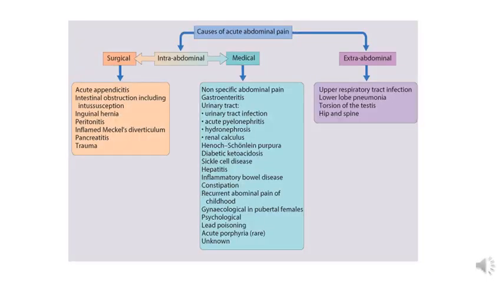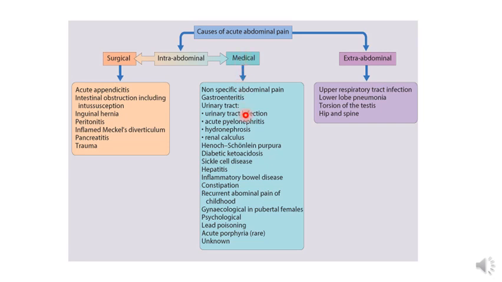So here you see a diagram about the causes of acute abdominal pain. The important thing to exclude is any surgical emergency in this pain, because it may be fatal. So you have to exclude acute appendicitis, intestinal obstruction like intussusception, obstructed inguinal hernia, peritonitis, inflamed Meckel's, and so on, trauma or pancreatitis. These are intra-abdominal problems.